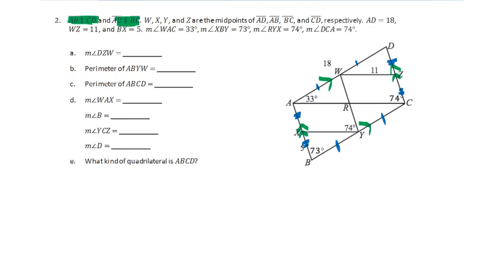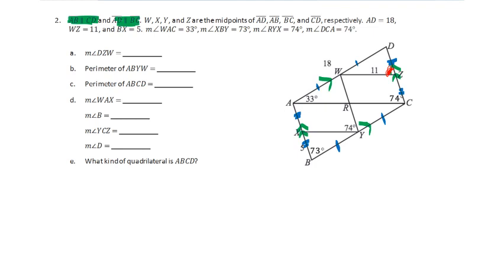They also give us a bunch of information that they already went ahead and labeled in our picture for us, so I'm not going to repeat all of that now. Let's go ahead and start with part A. They want us to find the measure of DZW. Well, first we've got to find DZW. So let's see, DZW is right here, so we want this angle right here.